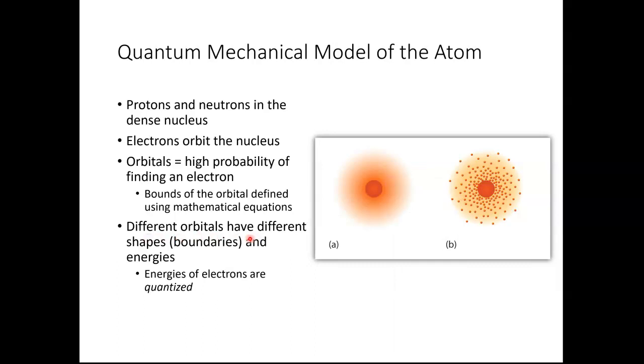And the different orbitals will have different shapes or boundaries and energies. And the energies of these electrons are still quantized. We can calculate the energy of an electron in a certain space, but we don't always know exactly where that electron will be.